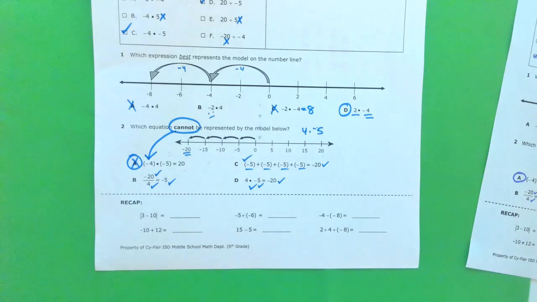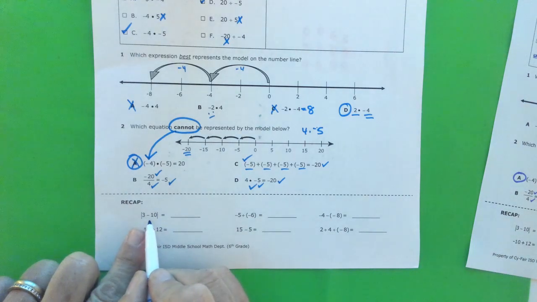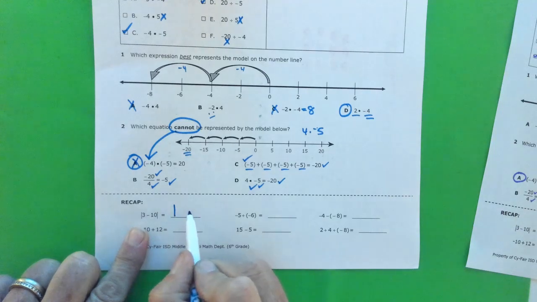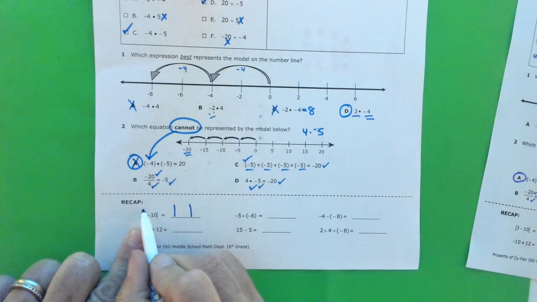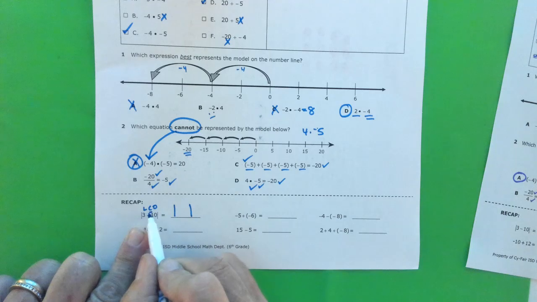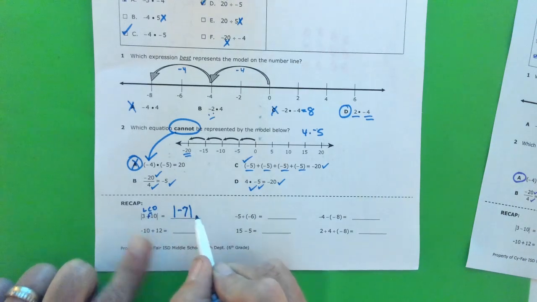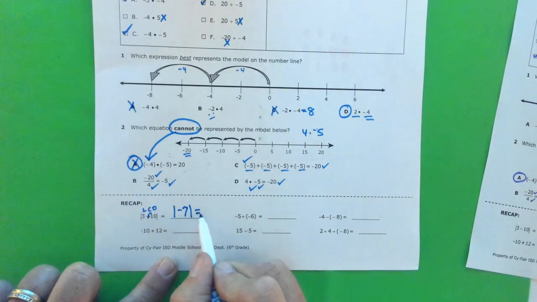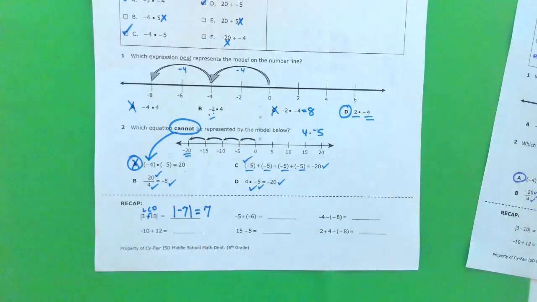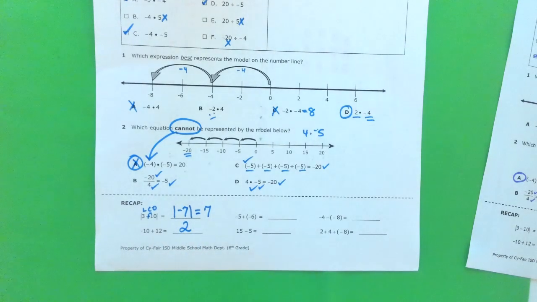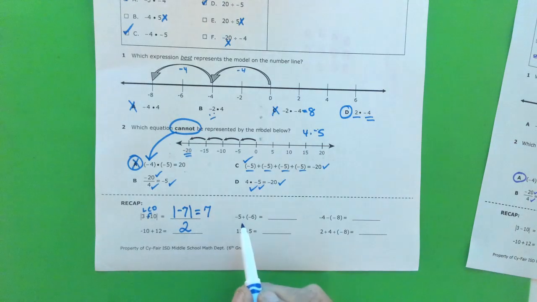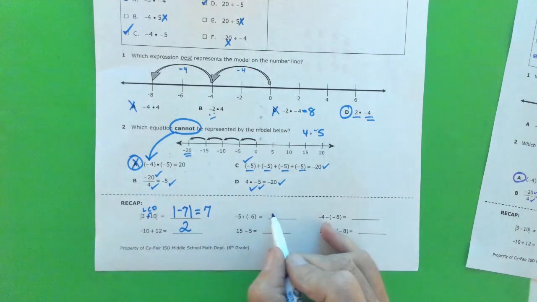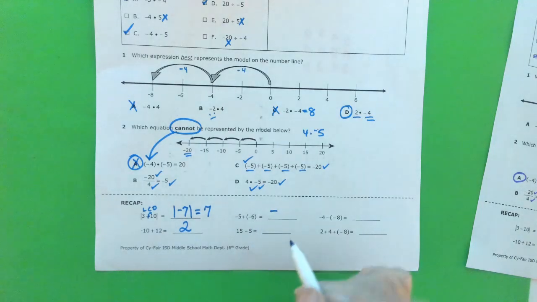All right, let's recap some old stuff. The absolute value of 3 minus 10. So if in the absolute value, I do LCO, 3 plus negative 10, that would give me negative 7. And then what's the absolute value of negative 7? Positive 7. One below it, 10 negatives and 12 positives. The negative 10 cancels out 10 positives, but I still have 2 positives left over. Next one up here. Negatives plus negatives give you more negatives, and 5 plus 6 is 11.